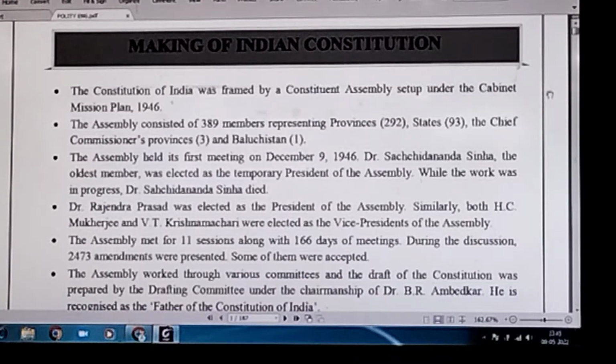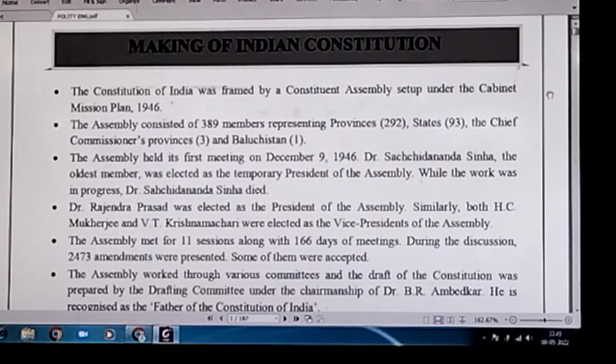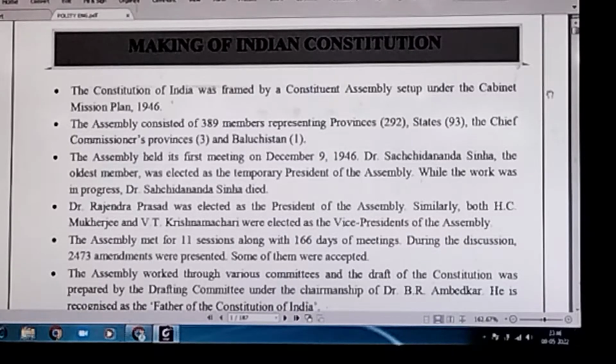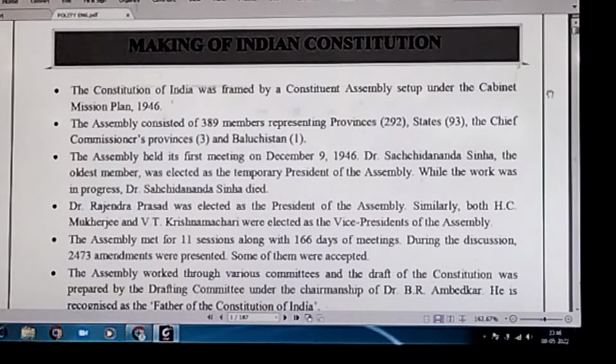The Cripps proposal was rejected by the Muslim League, which wanted India to be divided into two autonomous states with two separate constituent assemblies. Finally, a Cabinet Mission was sent to India. While it rejected the idea of two constituent assemblies, it put forth a scheme of constituent assembly which more or less satisfied the Muslim League.